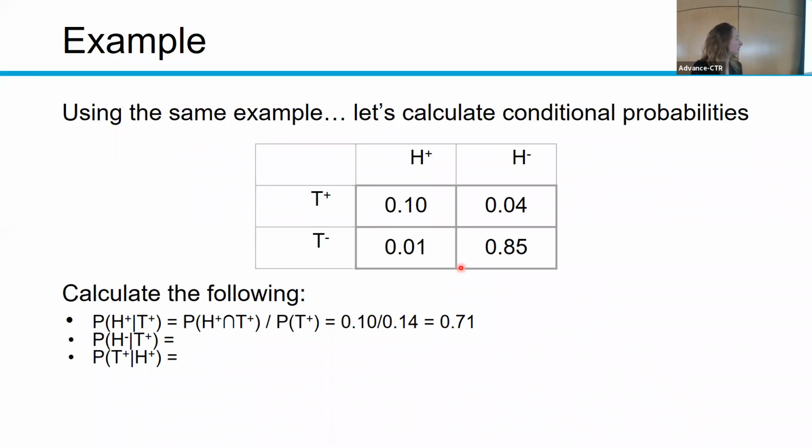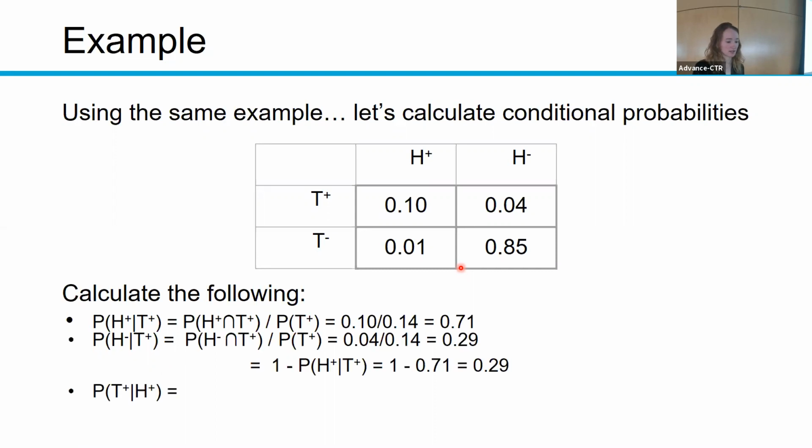We can do the same thing with the second one, the probability of being HIV negative, given that you've tested positive. Using the formula, it is their intersection divided by what you're conditioning on, and you get 29%. But you can also use the complement formula as well: 1 minus the probability of being HIV positive, given you've tested positive. You can use this because within testing positive, there are only 2 options. You do or don't have HIV. So that's exhaustive. Those add up to 1. So you can use this complement rule.